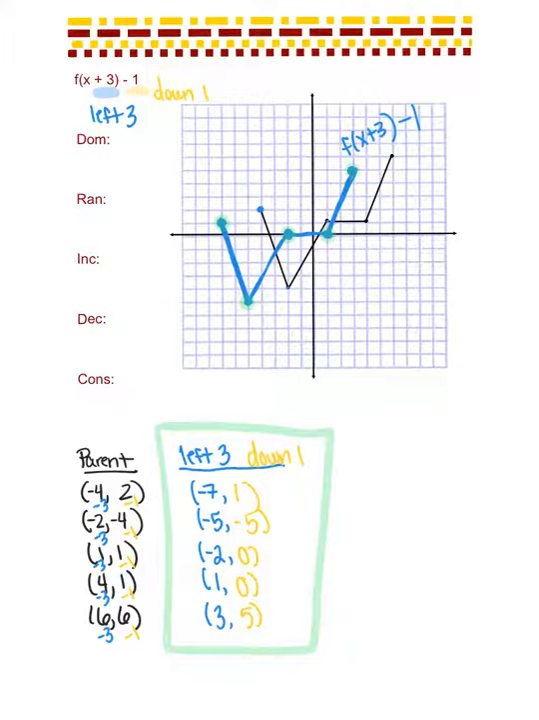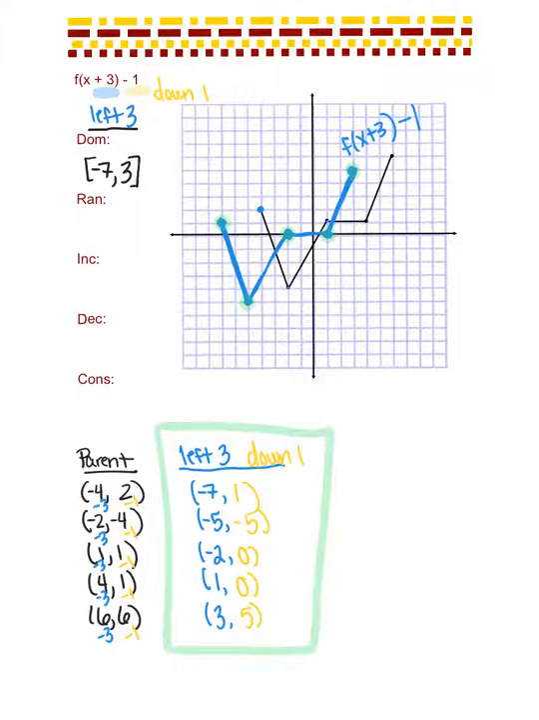Now last, what I want to do is give the domain, range, and then the intervals of increasing, decreasing and constant for my new graph. So my domain now has changed. Notice the x values have changed because of this shift left 3. So my domain now looks like it starts at -7 and it ends now at 3.